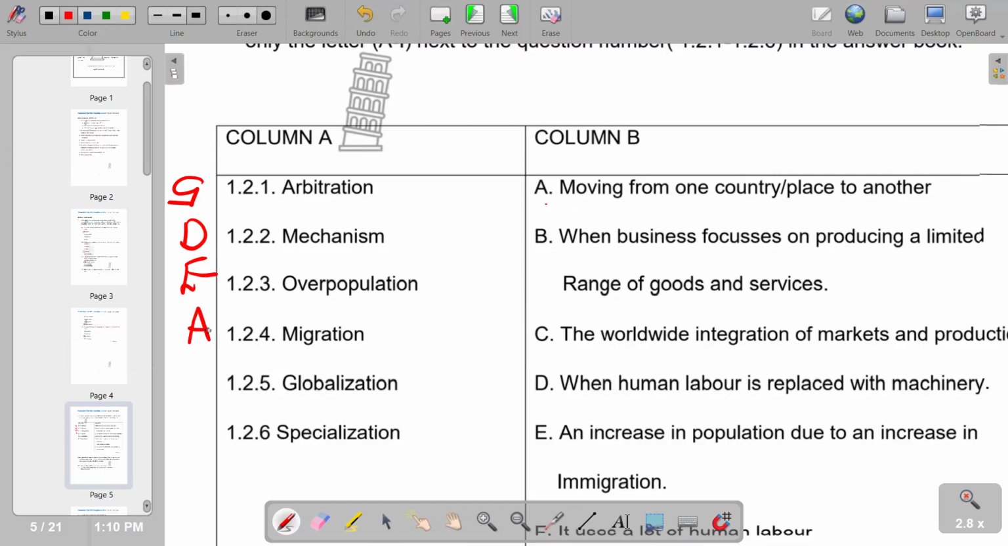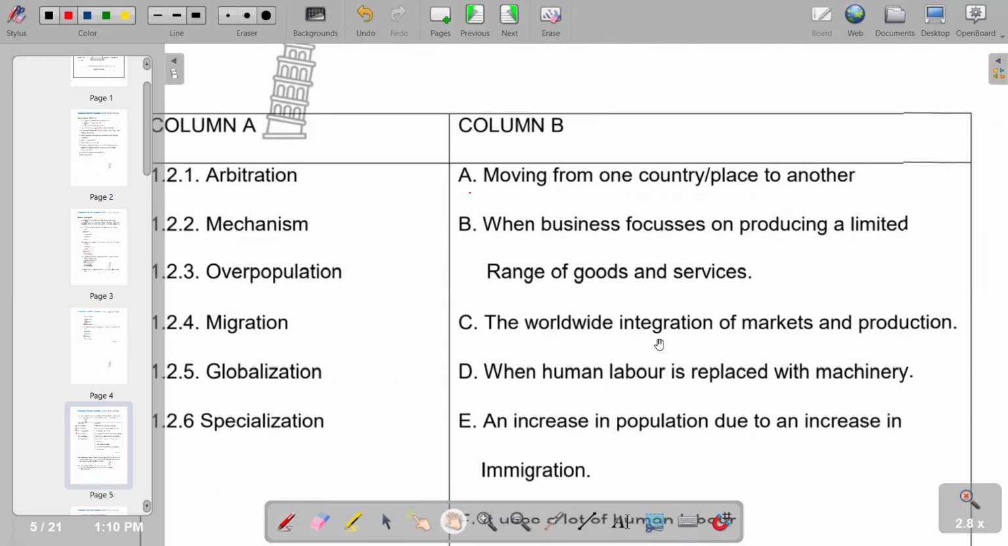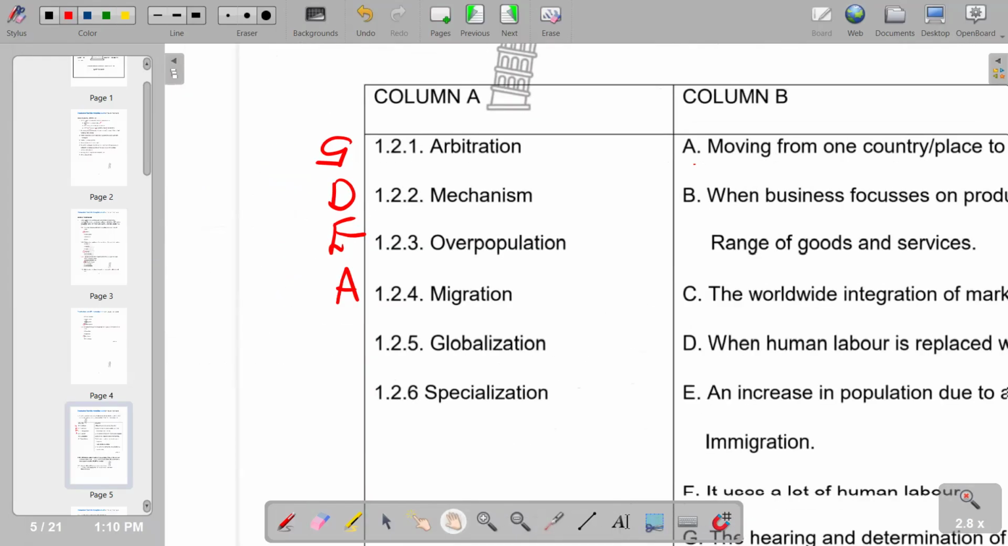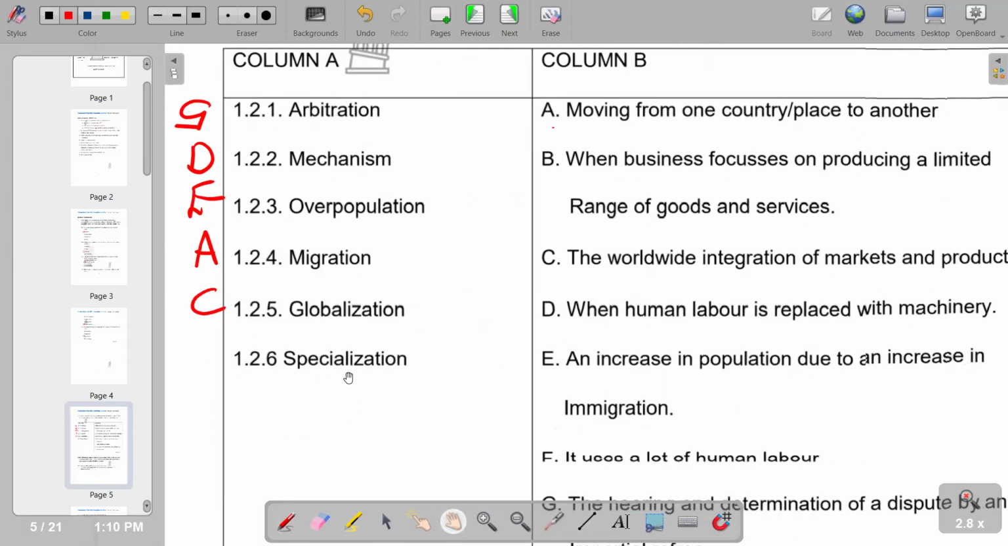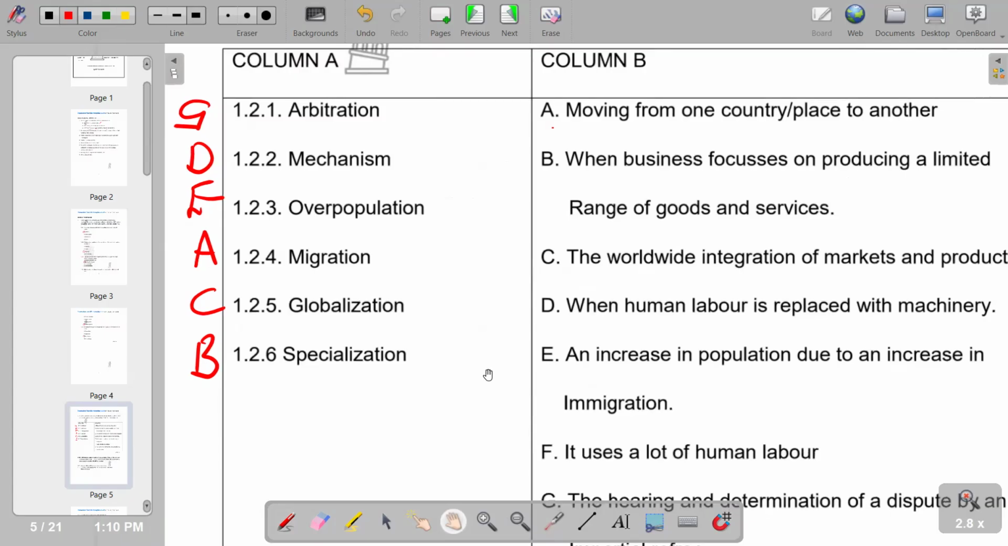Then we've got globalization. Which one matches globalization? If you look at C, the worldwide integration of markets and production describes globalization. Moving on to the next part, which is specialization. On specialization, with B, when businesses focus on producing a limited range of goods and services is the best description of specialization that we have. So this becomes the last part that we have on matching words.